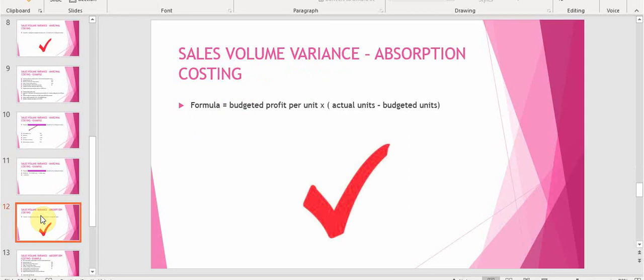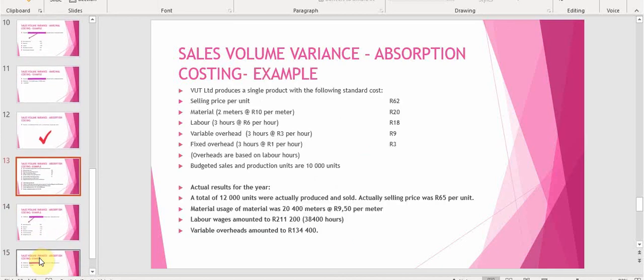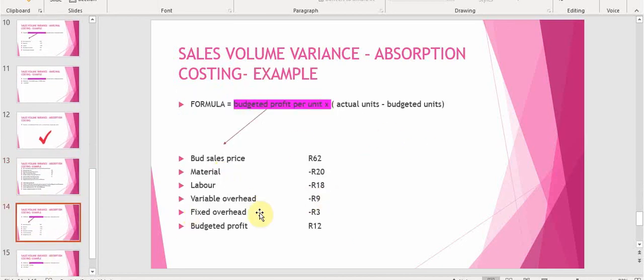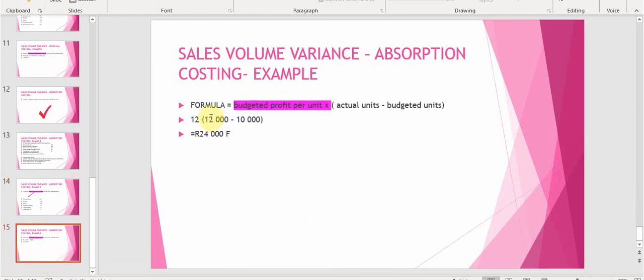If it is your sales volume variance that you're calculating under absorption costing, you need to change that formula slightly and say budgeted profit per unit times actual units minus budgeted units. In the example, I demonstrated to you that you now also minus the budgeted fixed overhead per unit to get to a budgeted profit per unit. We took the answer, which happened to be 12 Rand, and we multiplied it by the actual units minus the budgeted units. If the answer on your calculator is positive, it is a favorable variance. If you type it into your calculator, you get a negative answer, it is an unfavorable variance.